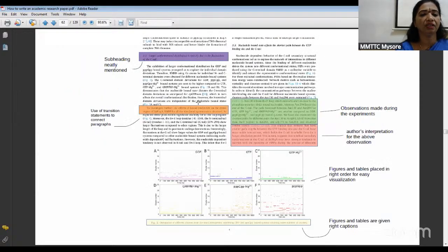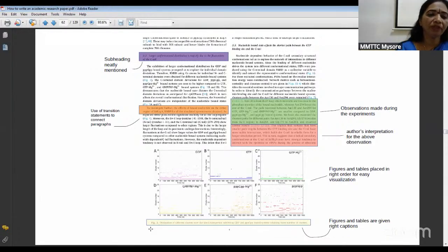So here I have shown you a paper where the subheading is neatly mentioned, and they have used a transition statement to connect paragraphs. You can observe that observations made during the experiments have been discussed. This is an observation and this is an interpretation of the author. Figures and tables are placed in the right order for easy visualization, and figures and tables are given the right captions, so they should be self-explanatory.